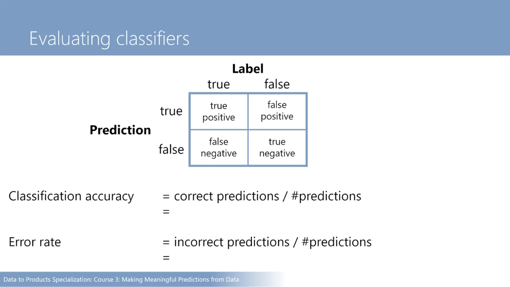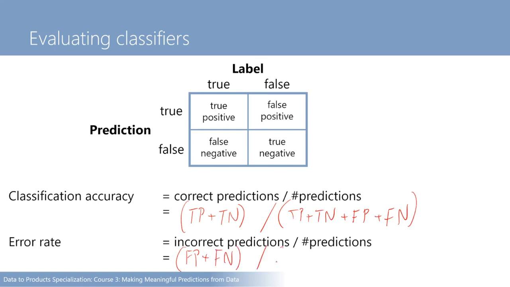Okay, so that will just be what did we get correct? That's the true positives and the true negatives divided by everything. So true positives plus true negatives plus false positives plus false negatives. And similarly, the error rate is just counting everything we got wrong. So that's the false positives and the false negatives divided by the same thing. True positives plus true negatives plus false positives plus false negatives.